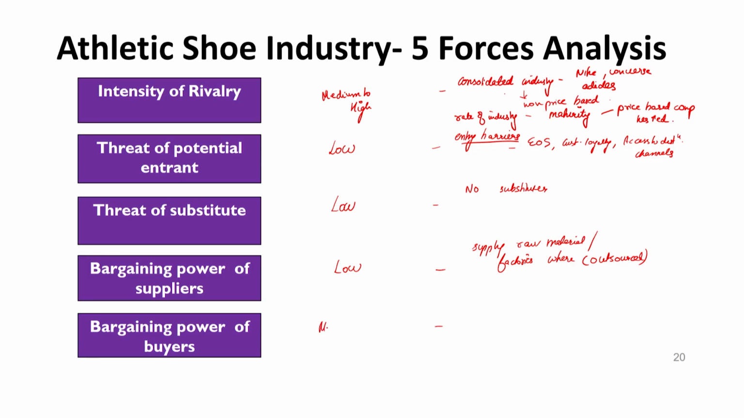And lastly, bargaining power of buyers is medium to high because of more awareness among people, because of having online as well as offline presence. So, buyers will purchase from that particular place where they are getting the best price and the best quality. So this is the way we do the 5 forces model for any industry.